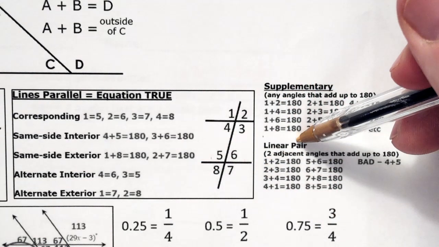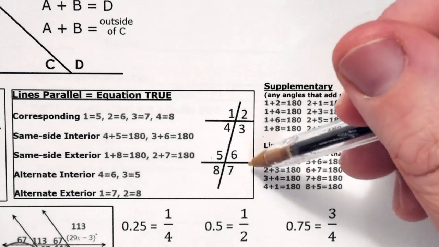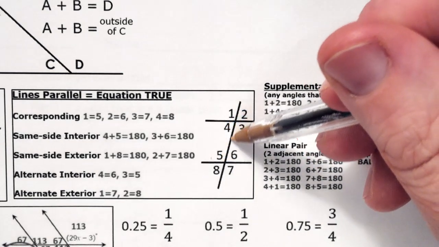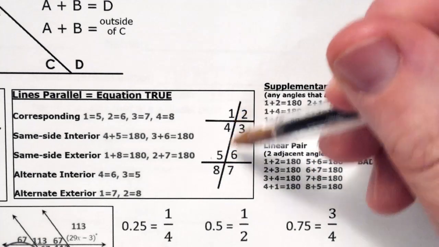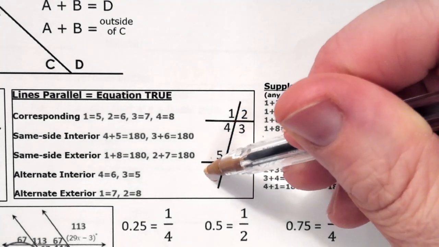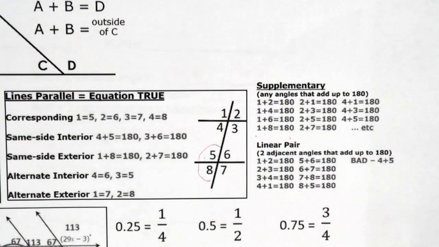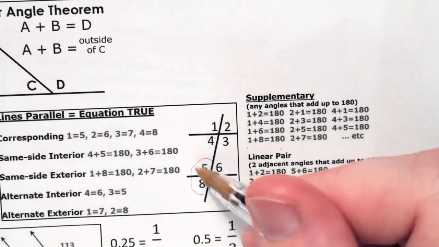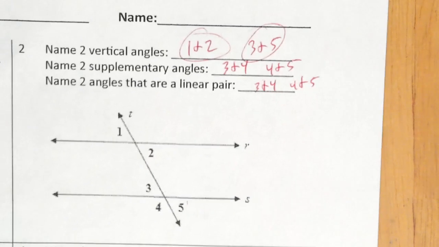So a pair of angles that make a line together. Yes, 4 and 5 share a line, they share a side, but they don't share a vertex. So they have to make a rainbow of a straight line, and this doesn't. So 4 and 5 don't do that, but 5 and 8 do, for instance. All right, so a lot of information right there.